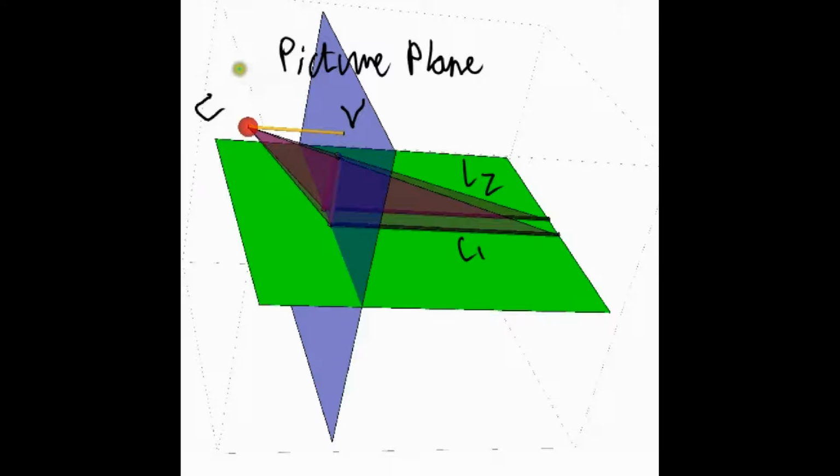So what we're saying here is that when L1 is infinitely long, this purple plane will actually end up containing this line between C and V, and hence the most distant points of the line L1 are going to end up getting projected onto a point on the picture plane which is very close to or equal to the principal vanishing point V.